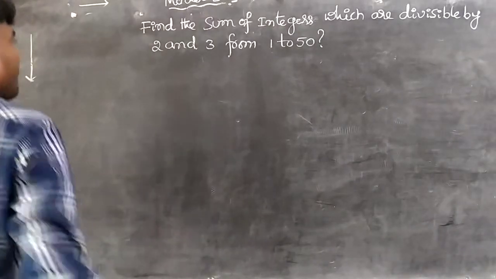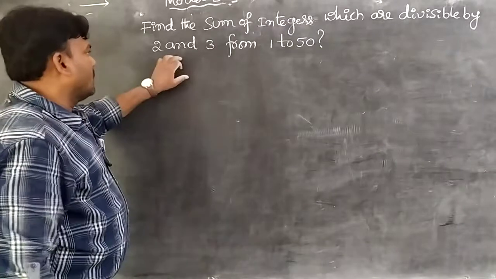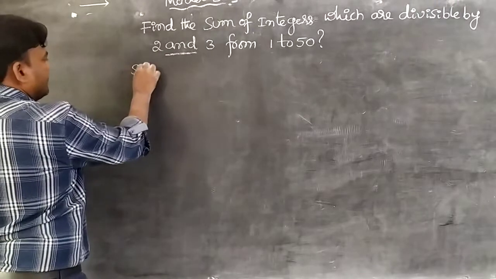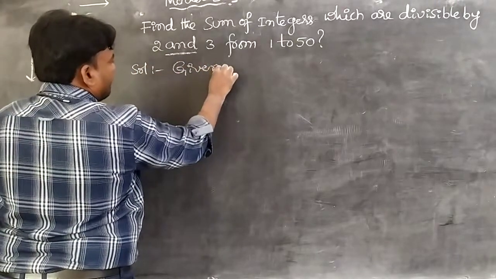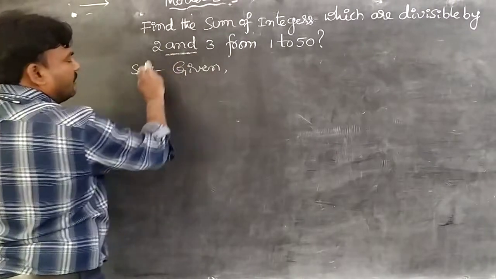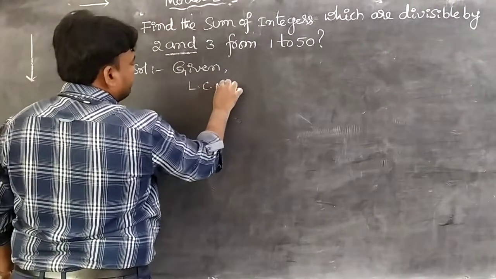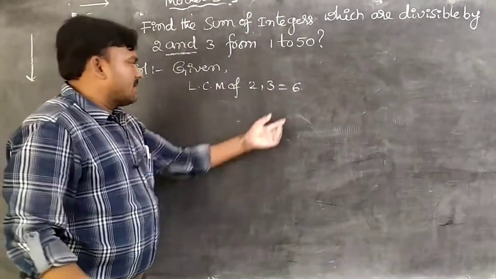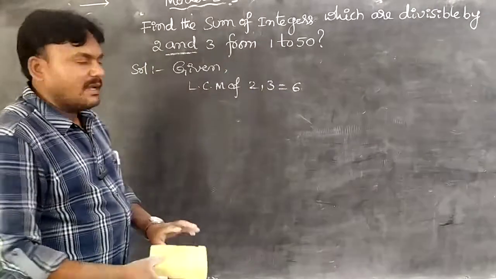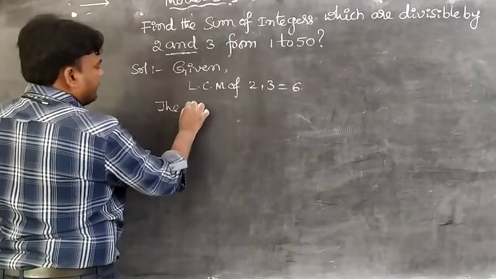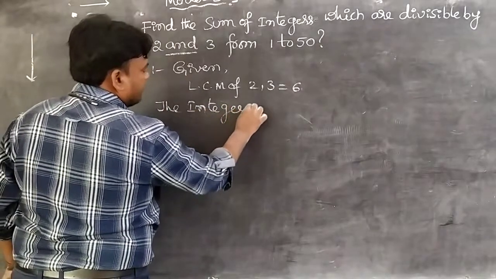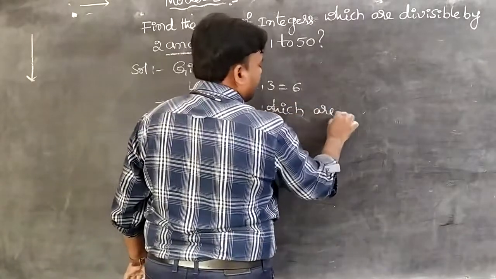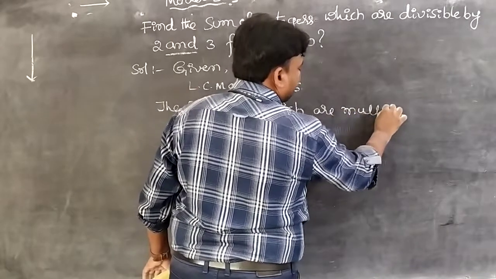Right. Next model, students. Find the sum of integers which are divisible by 2 and 3 from 1 to 100. Here 2 and 3 are given. Okay. Observe, students. Solution given. So, what is given, we take the LCM of both numbers. That is, LCM of 2 and 3 equals 6. That means we take the multiples of 6. Therefore, the numbers are simply the integers which are multiples of 6.